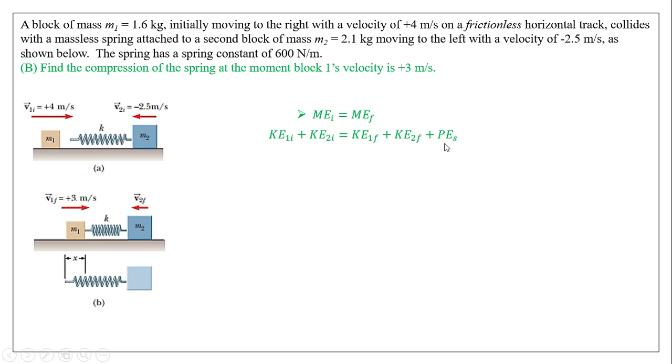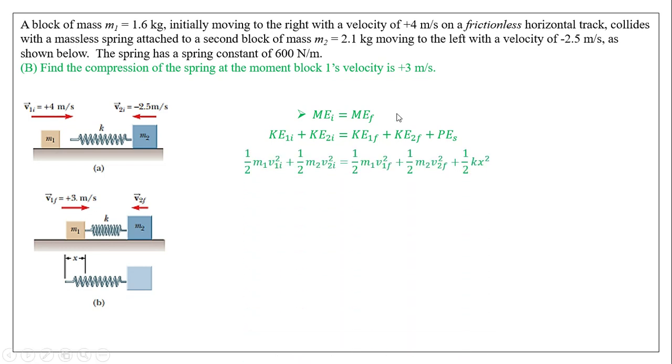However, there is another term here on the right side, and that is PE due to the spring, because now that the spring is compressed, there's energy stored in the spring, and that comes from the initial kinetic energy of the system. So don't forget about this PE spring, because it is being compressed. Because it's compressed, there's stored energy in the spring.